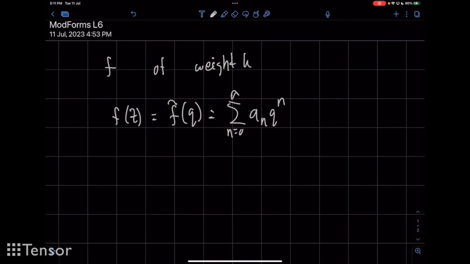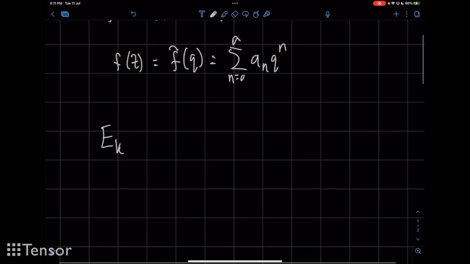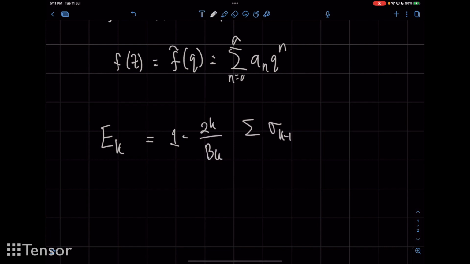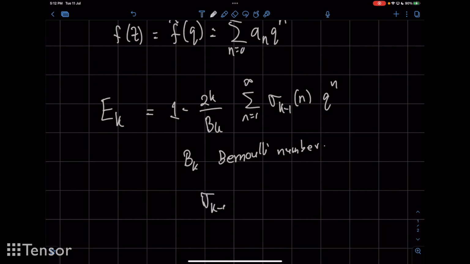Right? And also last time we derived the q expansion of Eisenstein series. For example, let's say E_k is the normalized Eisenstein series of weight k. So then the q expansion of E_k is 1 minus 2k over B_k times the sum of sigma sub k minus 1 of n, q^n, where n runs from 1 to infinity, and B_k is the Bernoulli number. And this sigma_{k-1} function is really important in number theory. It is defined as the sum of d^(k-1), where d runs over the set of divisors of n.